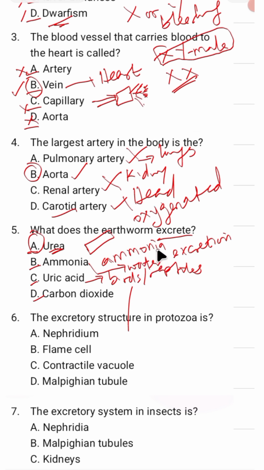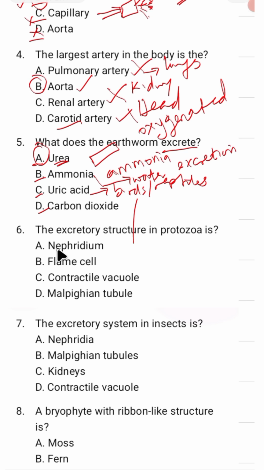Nephridia. Take note of that. Next one is the excretory structure in protozoa. Now, protozoas are actually single-celled organisms. They have a single cell. An example of that will be something like amoeba, or amoeba some people normally call it.